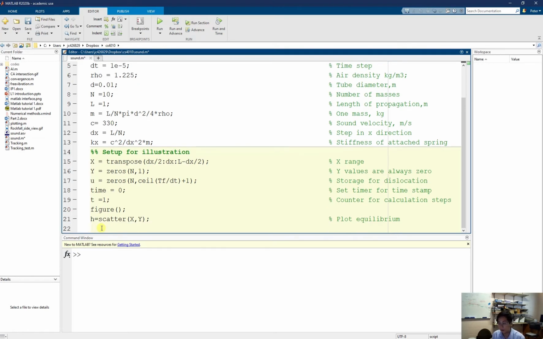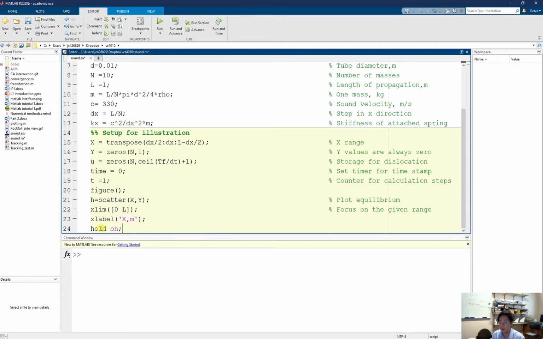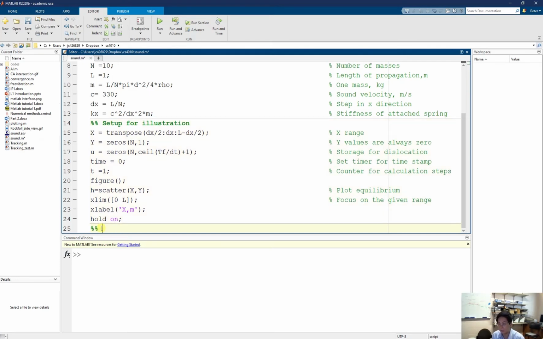Now I set xlim from 0 to L, so I will focus on the given range. And for example, xlabel should be x in meter. And certainly I want to hold on. If I don't hold on, it's okay, but it will erase my xlim, so therefore I want to hold it on. And now I start my main loop.